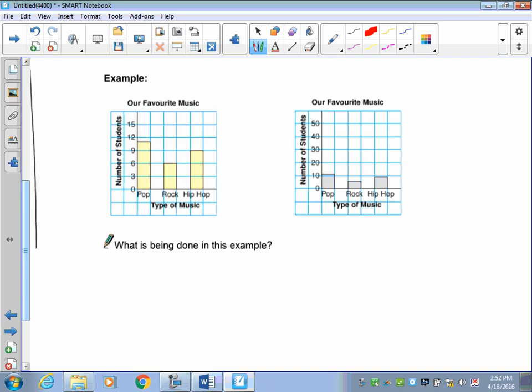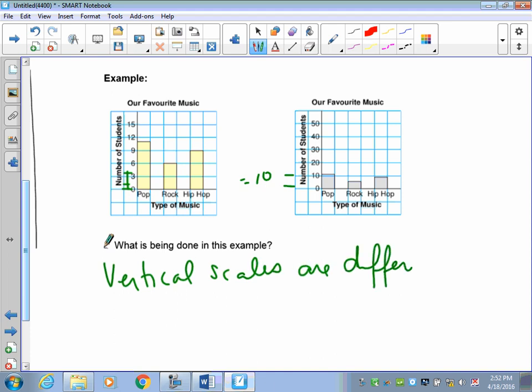But again, look at the scales here. Okay, the scale from here to here, that's 3. This one here is actually a smaller box, and it's actually equal to 10. So your vertical scales are different. And by doing that, it exaggerates the differences, making it look like pop is significantly more attractive to people than in the other graph. In fact, over in this graph, there is very little difference between pop, rock, and hip-hop.